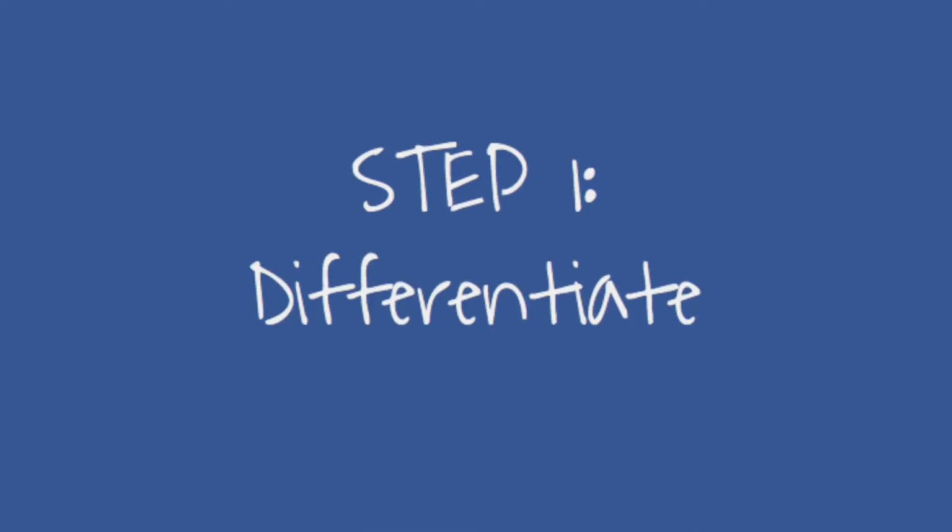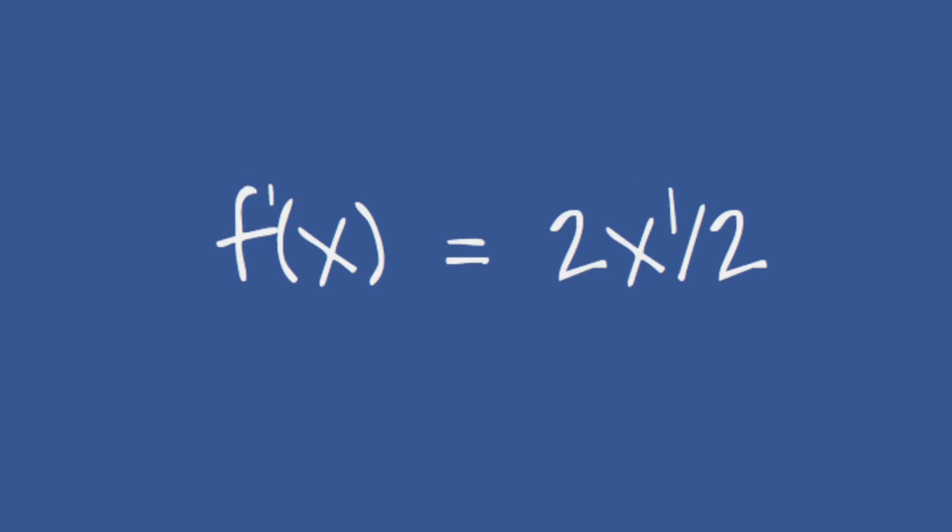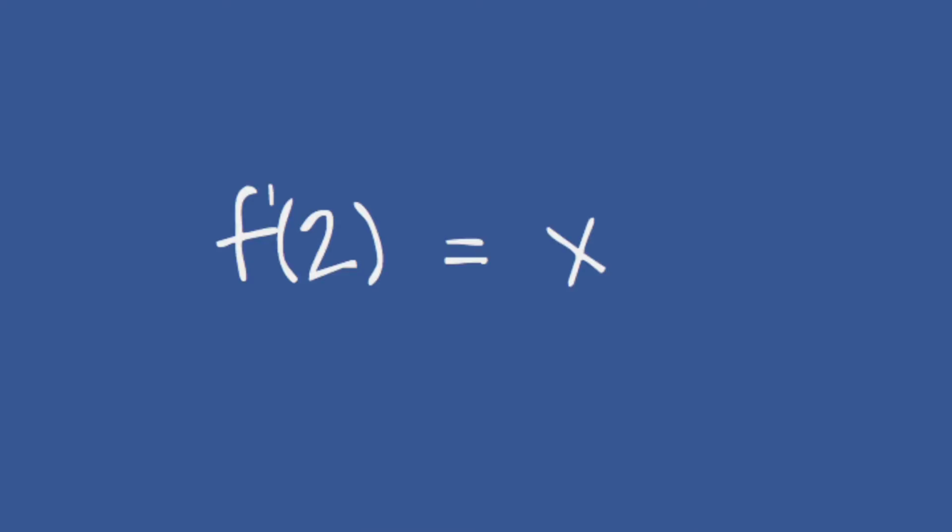Well, step 1 is to differentiate our equation with respect to x. And above you can see me differentiating this equation so that now we find what f prime of x is. And lucky for us, it's really simple, it's just x. So the derivative of the function at x equals 2 is just 2.